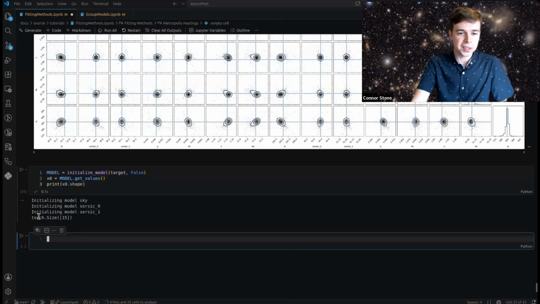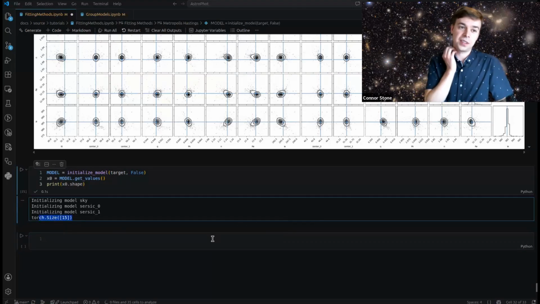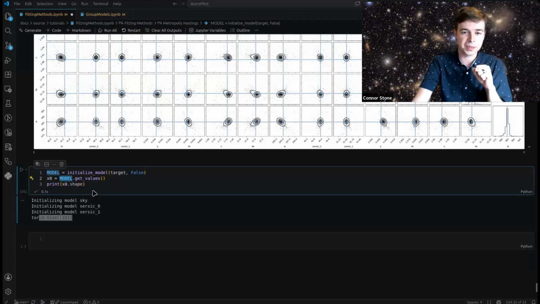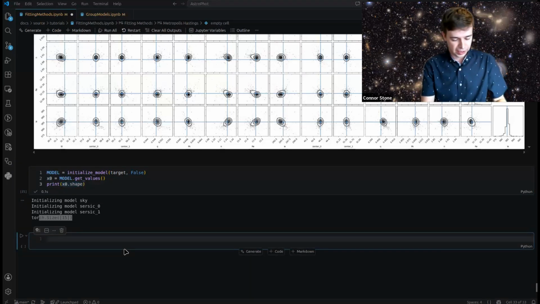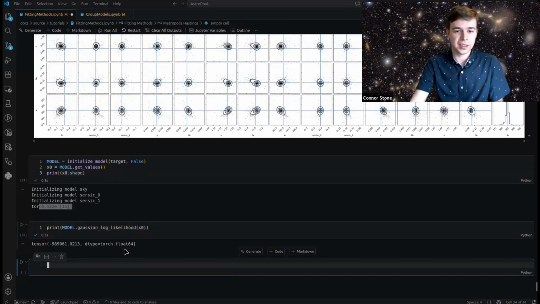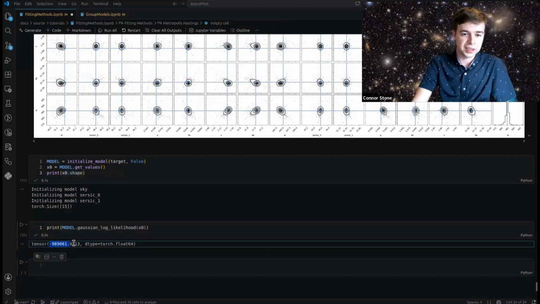There we go. So this is a vector of length 15. It's those 15 parameters that we have in our full group model, which is those three models combined. So that's that vector. And then if we do model.gaussian_log_likelihood, and let's send in x naught, let's print that. There we go. This is our Gaussian log likelihood.